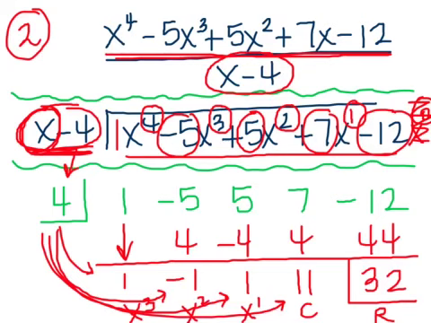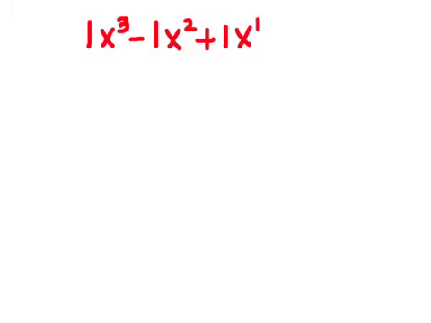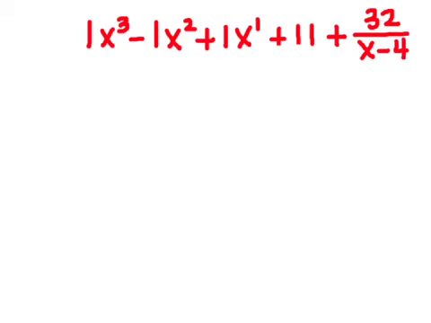So let's write the final polynomial. So we put 1x to the 3rd minus 1x to the 2nd plus 1x to the 1st plus the constant, which is 11, or x to the 0, which we don't have to write. Then we put the remainder as plus that remainder number over the divisor, and if you go look at the divisor, it was x minus 4.